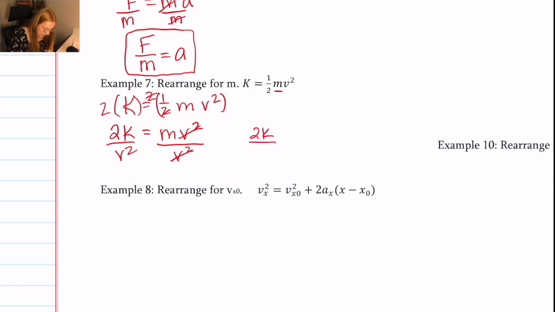So that squared was not even an issue at all. Okay, so it looks like m is going to be 2k divided by v squared.